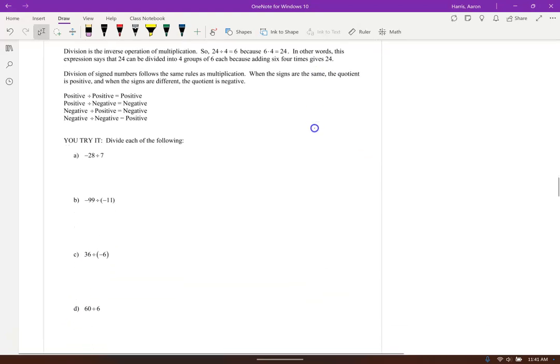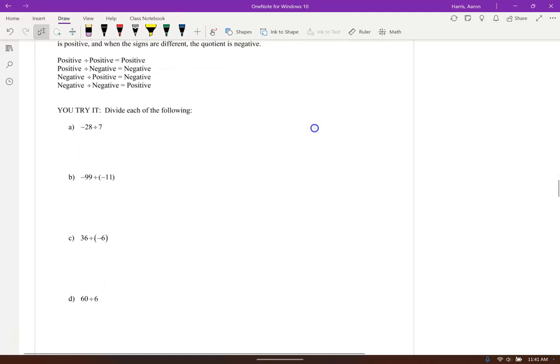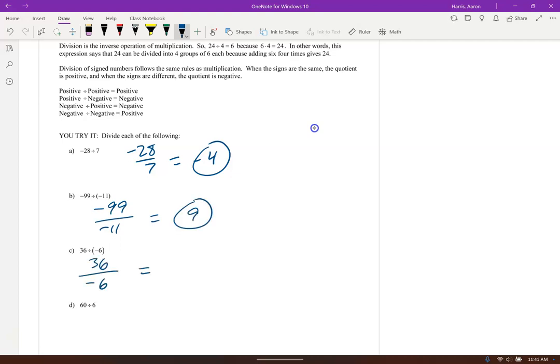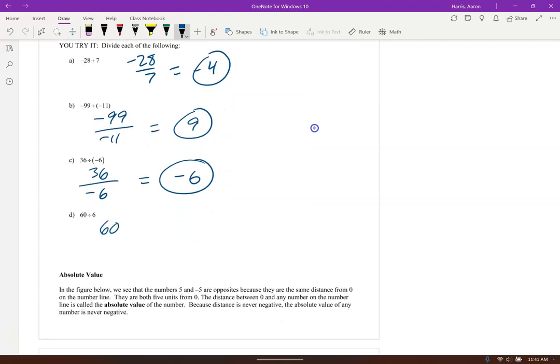Now let's go ahead and divide. So a negative divided by a positive is a negative. A negative divided by a negative is a positive. A positive divided by a negative is a negative. And a positive divided by a positive is a positive.